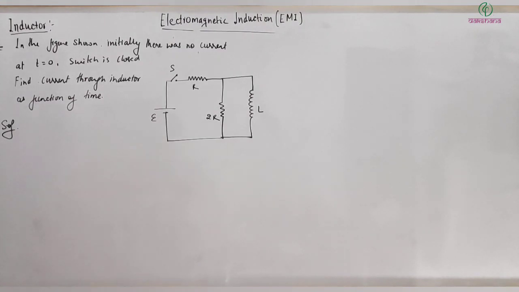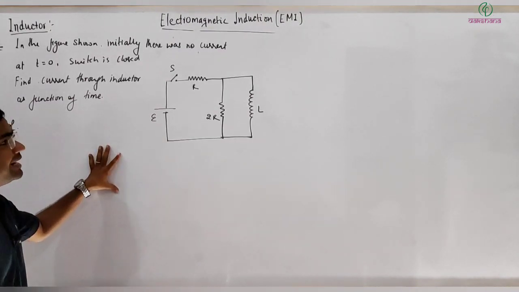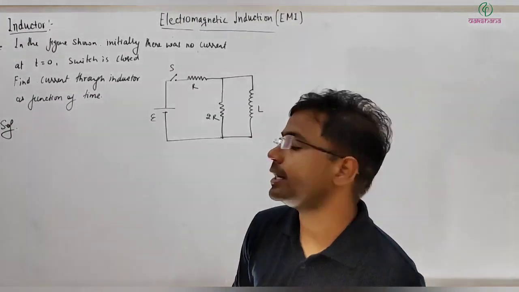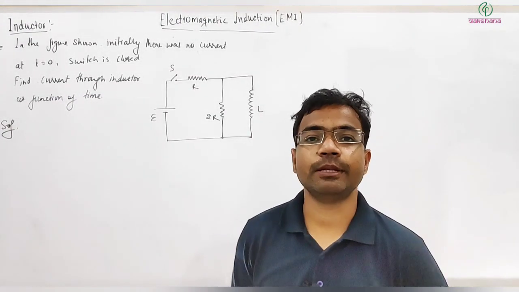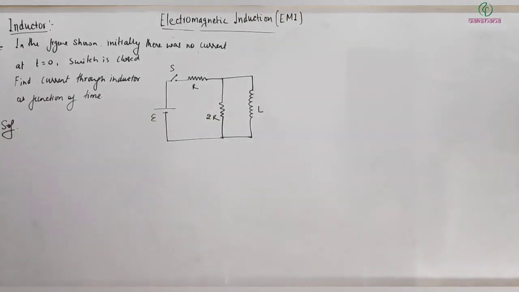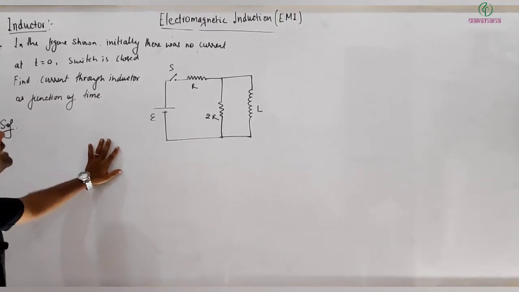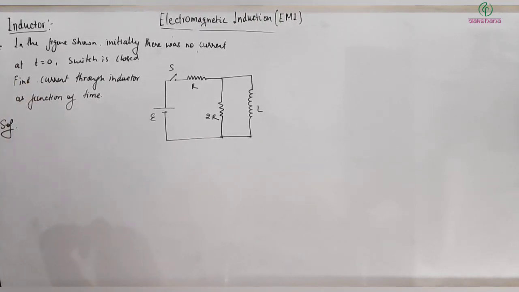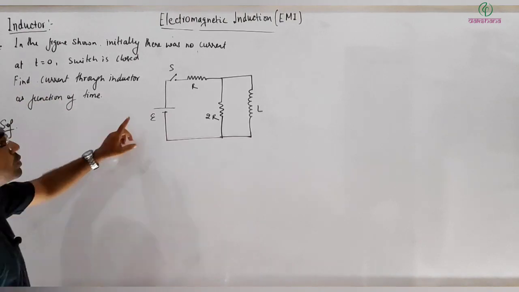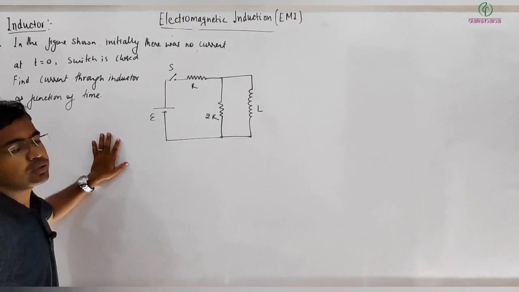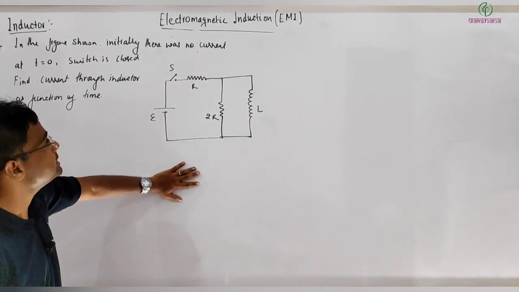Okay, so see the next problem here. This problem is easy, but I want to tell you something that is very important. Let me first explain this problem with the simple method that we have seen with the circuit analysis. In the figure shown, initially there was no current, and at t equal to 0 the switch is closed. So initially the switch is open, and the current in every part of the circuit is 0.